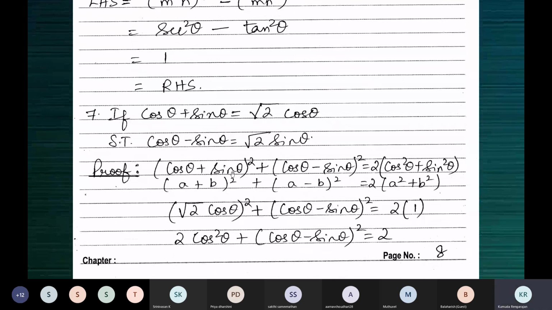Don't expand cos theta plus sin theta because we are given the values, root 2 cos theta. Here also, don't expand this because we have to find cos theta minus sin theta. Don't disturb this. Have it as it is. Then we'll have to transpose, because we have to find cos theta minus sin theta. So we wish to have it on one side and put everything else to the other side. So we transpose.